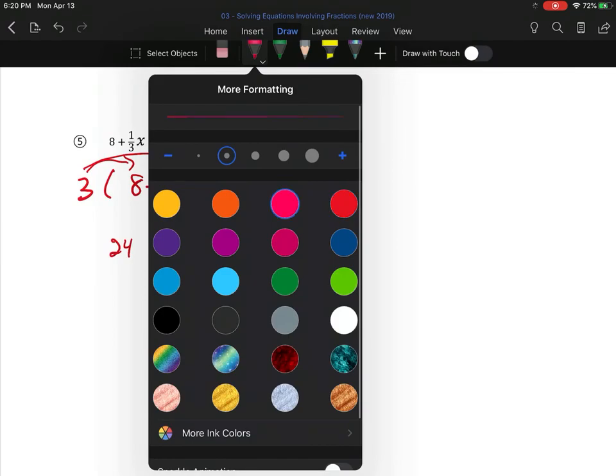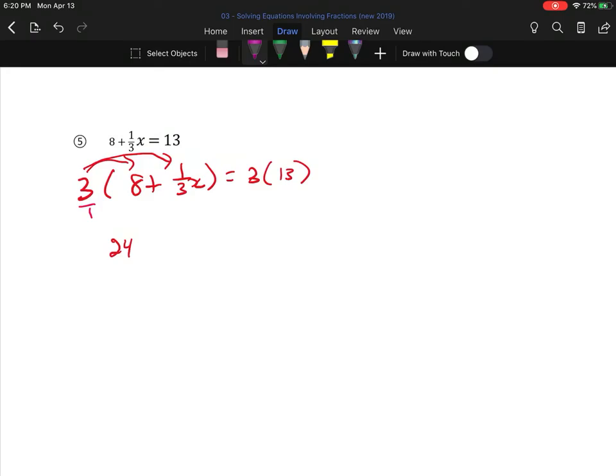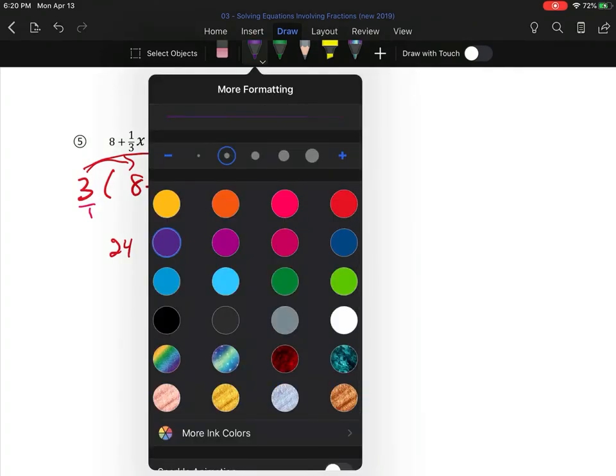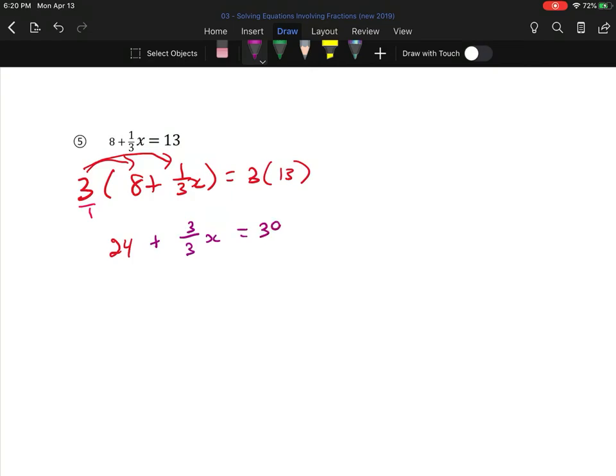So 3 times 8 is 24. 3 times 1/3. Oh, you'll need that over 1 thing for this now. That's over 1. And so top times top, I get 3. Bottom times bottom, I get 3. And over here, oh, I switched colors there. That's okay. Got different colors all over the place here. 39. And so you look and go, well, that didn't clear up the fractions, but take a look. 3 divided by 3 is 1. So I get 24 plus x equals 39. One extra step there. Move the 24 over by subtracting 24 from each side, and I get x equals 15.